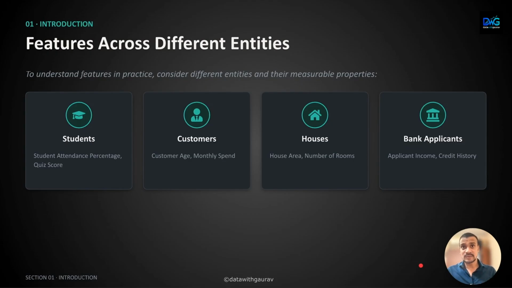But if the entity is a customer, a useful feature might be the age of the customer or the monthly spending. Similarly, for a house, features could be its area or number of rooms. For a bank applicant in the loan approval problem, the features could be his or her income, credit history, etc. That will help the model assess the applicant's creditworthiness. Did you notice the pattern here? The entity changes depending on the problem, but features are always the measurable piece of information that describes that entity and helps the machine learning model make better decisions.